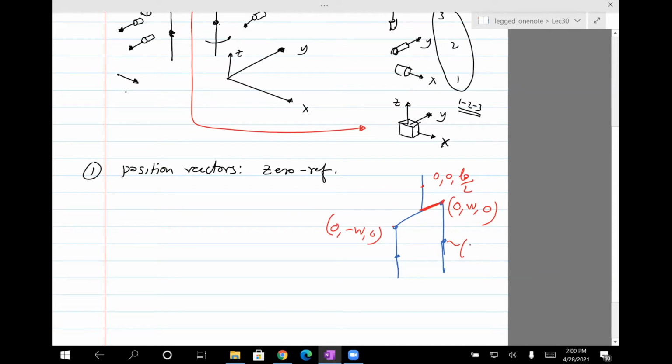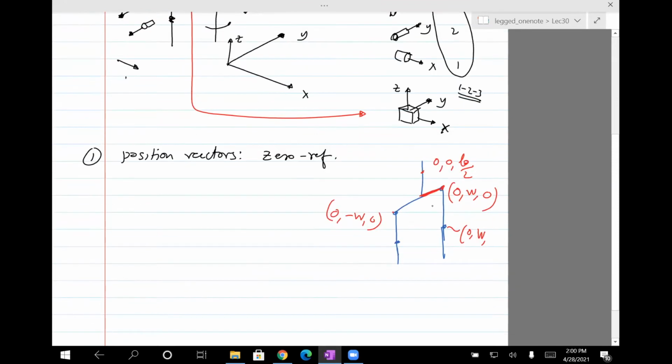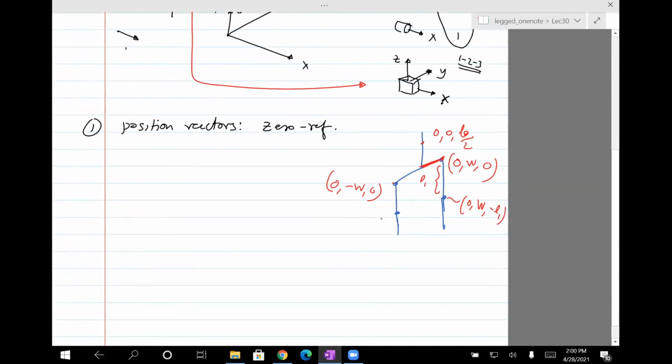And then this point is going to be X is 0 again. Y is going to be along the left, so W. And then the Z is going to be, since it's relative to this point, and I'm assuming this length is L1, it's going to be minus L1 because it's downwards. And this is going to be 0, minus W, minus L1. And then I also need the ankles. So it'll be 0, W, minus, I assume this to be L2, L1 plus L2. And then this point is 0, minus W, minus L1 plus L2.